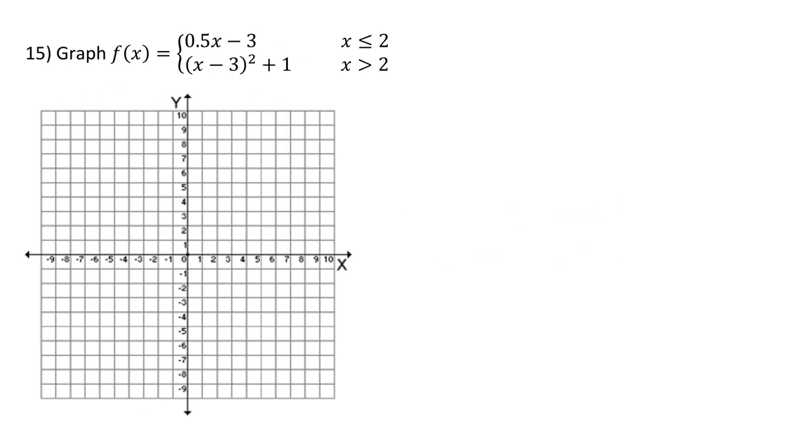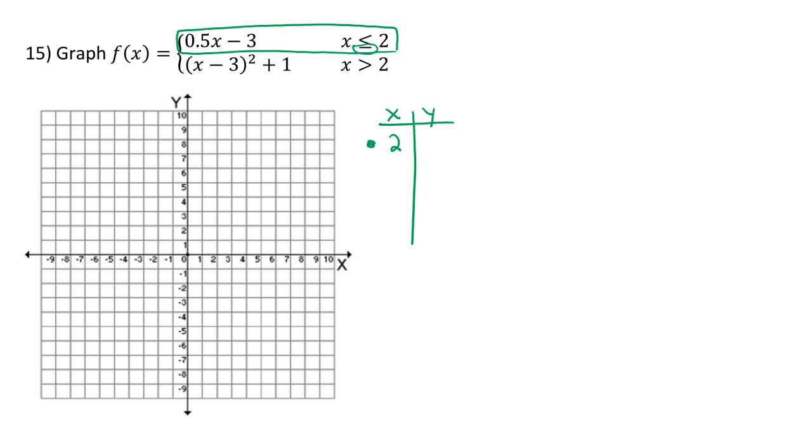Number 15, one of our review problems from the first test. So this time, we're going to take a look at the top equation first. We're going to make a table for that. So here, our domain says x is less than or equal to 2. So the table starts at 2. It has the little bar underneath the less-than symbol, so I'm going to have a closed circle.